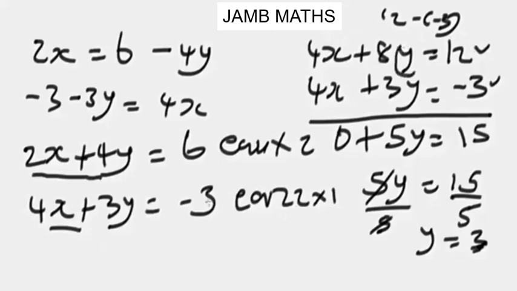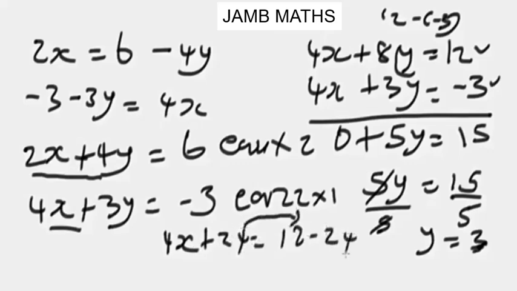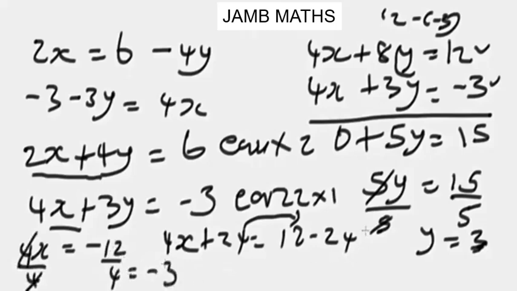So when y is 3, plugging y here gives us 4x plus 8 times 3, which gives us 24, equals 12. To make x the subject, this 24 crosses over the equality sign and changes to negative. So we're going to have 4x equals 12 minus 24, which equals minus 12. We divide both sides by 4. So our x will be minus 12 divided by 4, which is -3. So when x is -3, our y is 3.